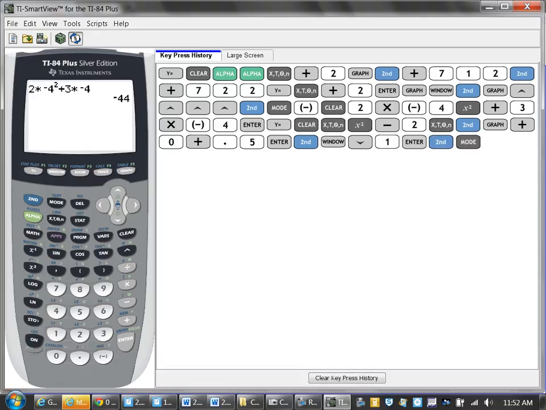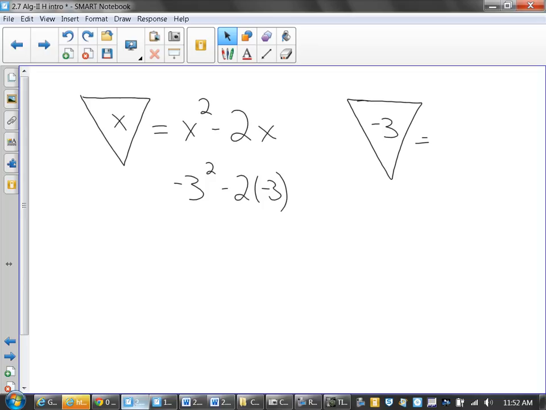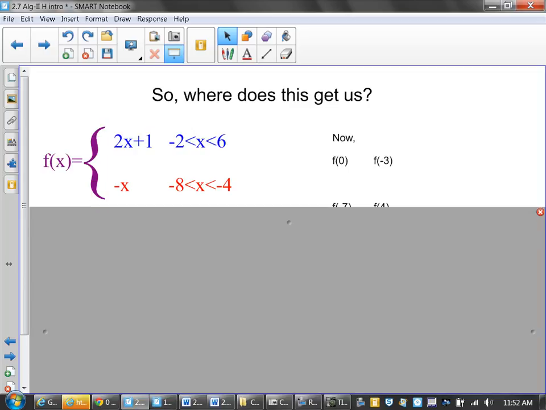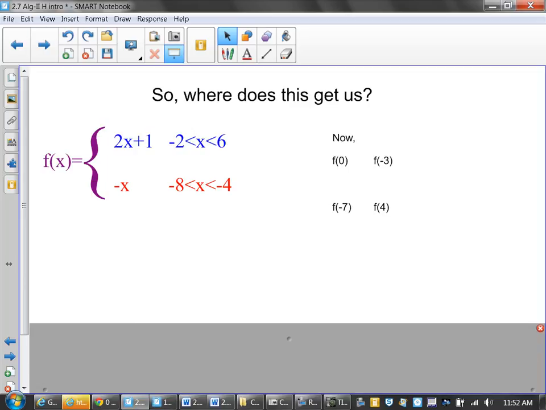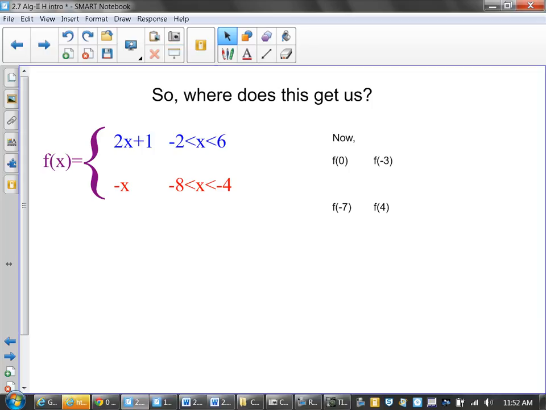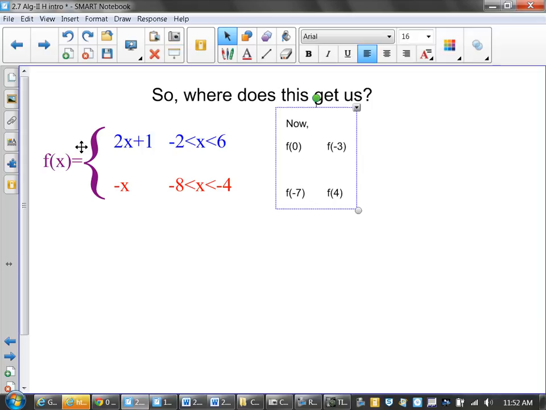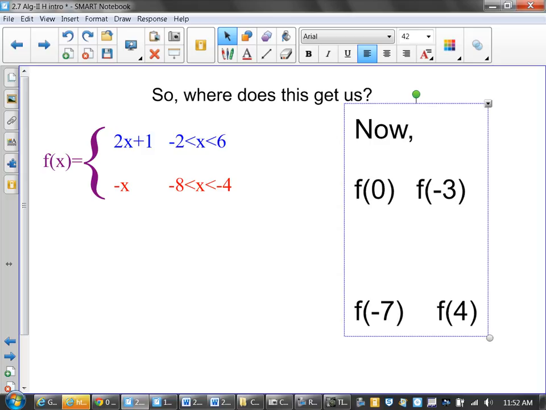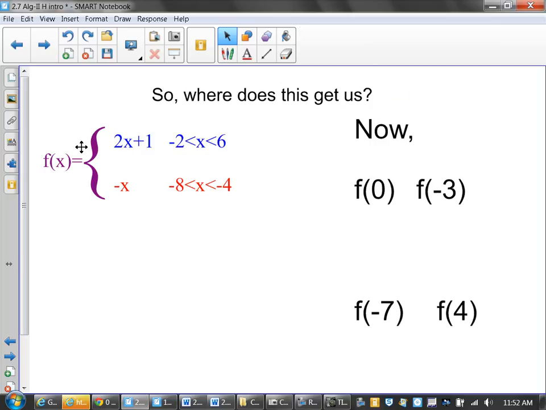All right, so that's this. Let's try a couple more here real quick. Where does this get us? This gets us to the following. And this is kind of where we're going to wind up leaving off here today after we go through these couple examples. This gets us into a domain-specific function.